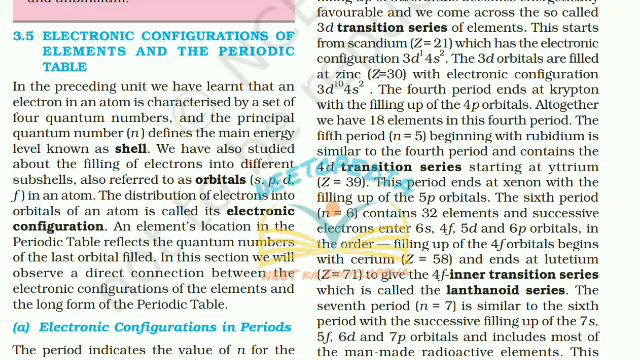The fifth period, n equal to 5, beginning from rubidium, is similar to the fourth period and contains the 4d transition series starting at yttrium. This period ends at xenon with filling up of 5p orbitals.